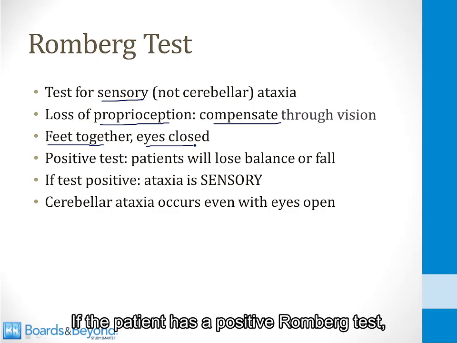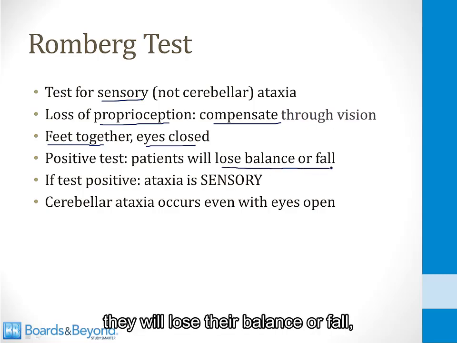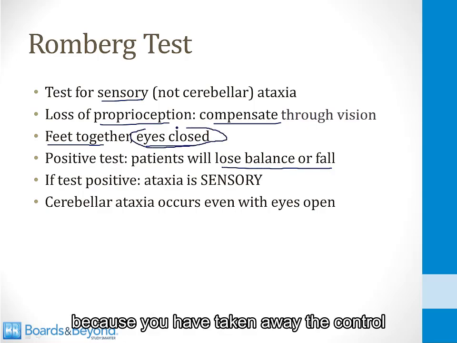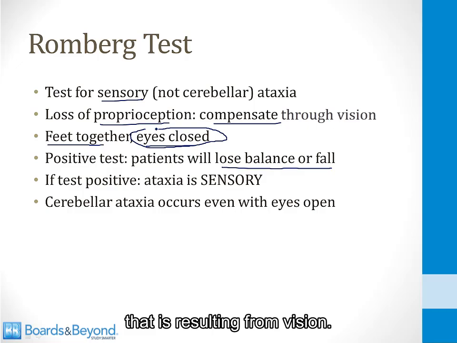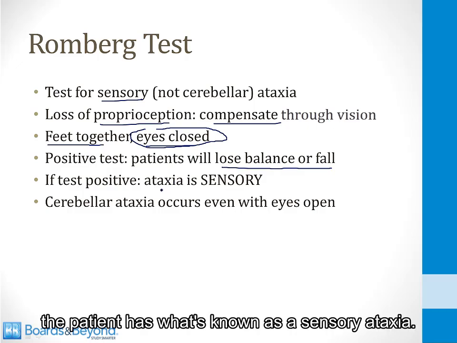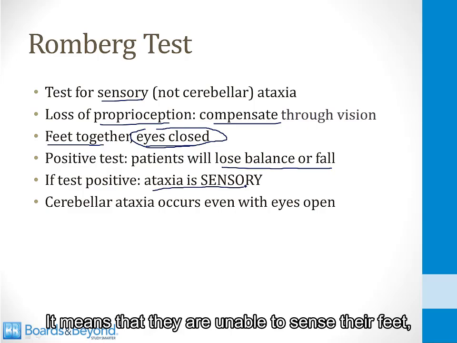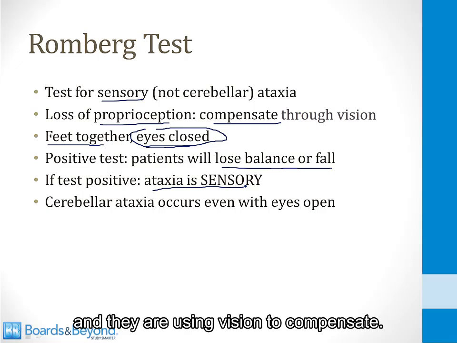If the patient has a positive Romberg test, they will lose their balance or fall because you have taken away the control that is resulting from vision. So if the test is positive, the patient has what's known as a sensory ataxia. It means that they are unable to sense their feet and they are using vision to compensate.